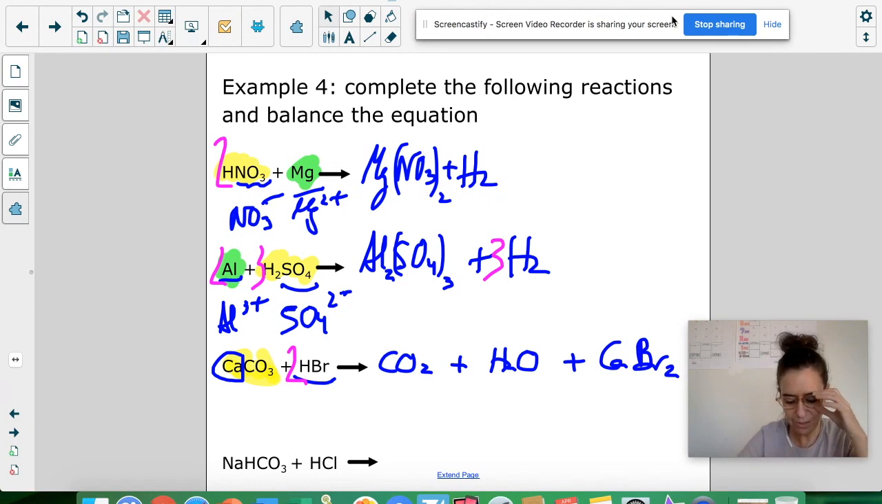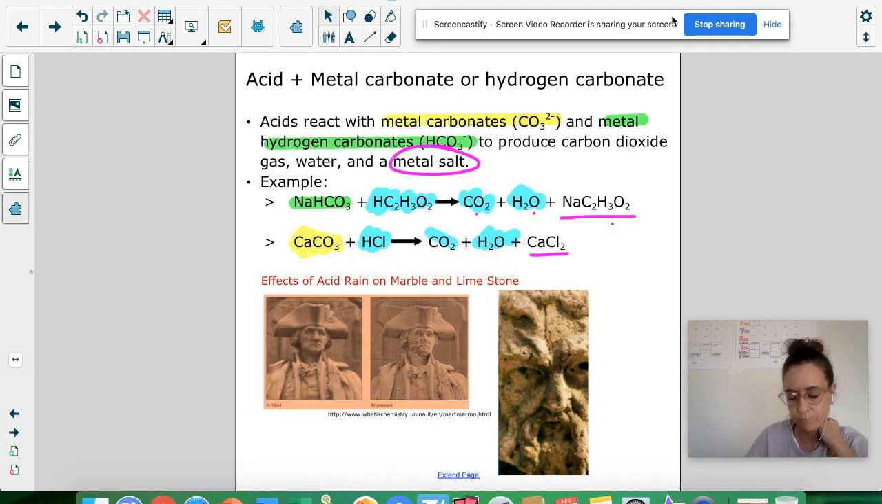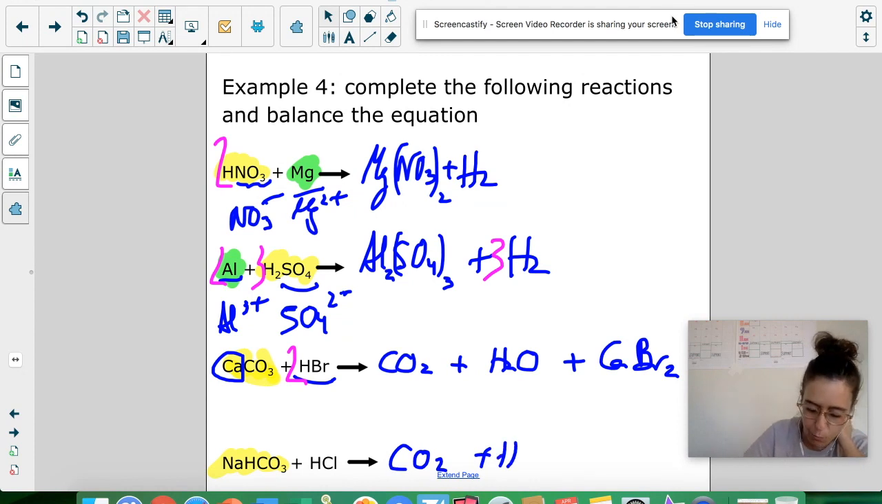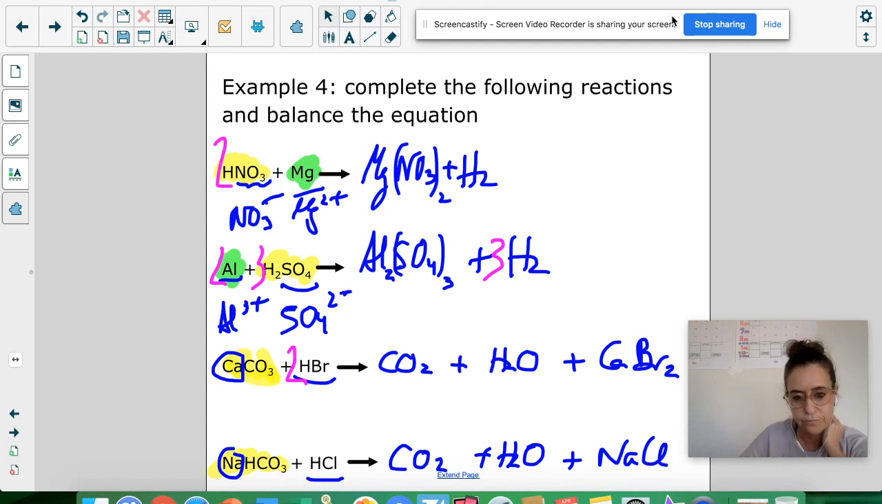And finally, the last one, we have a metal hydrogen carbonate, so that we're here again. We have a metal hydrogen carbonate with an acid. So again, a metal hydrogen carbonate with an acid will form CO2 plus H2O plus a metal salt. And the metal salt is gonna be whatever is remaining from the acid when you remove the proton plus the metal. So that's gonna be NaCl. And now we look at the reaction and we see that it's balanced, so we don't have to do anything else.